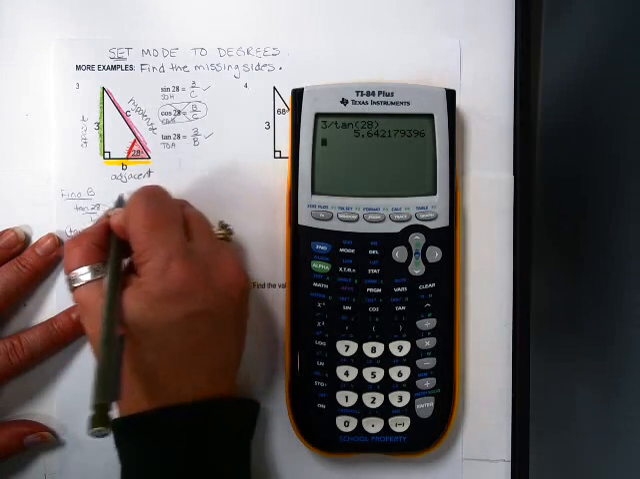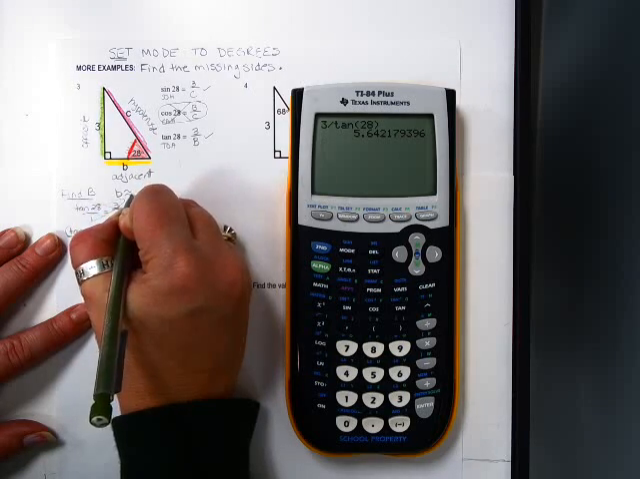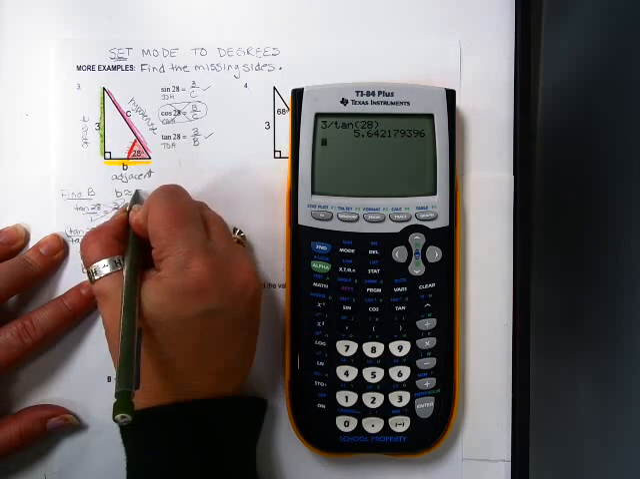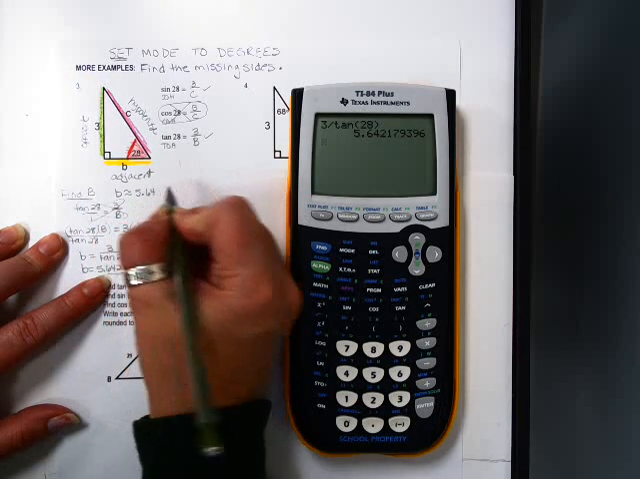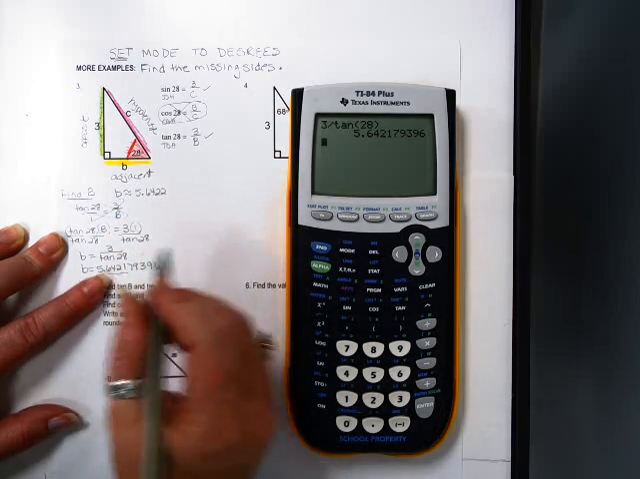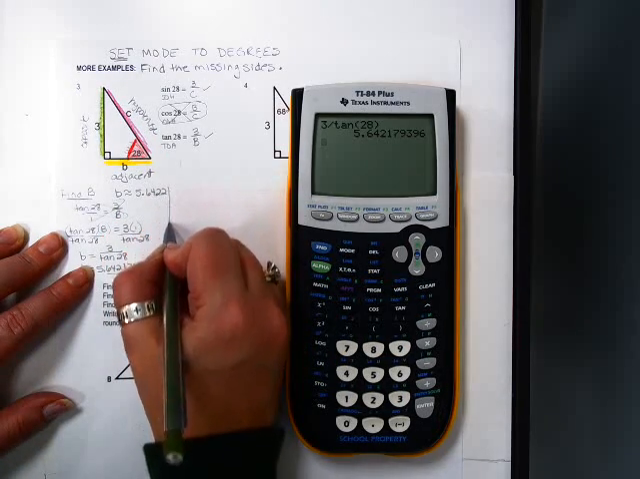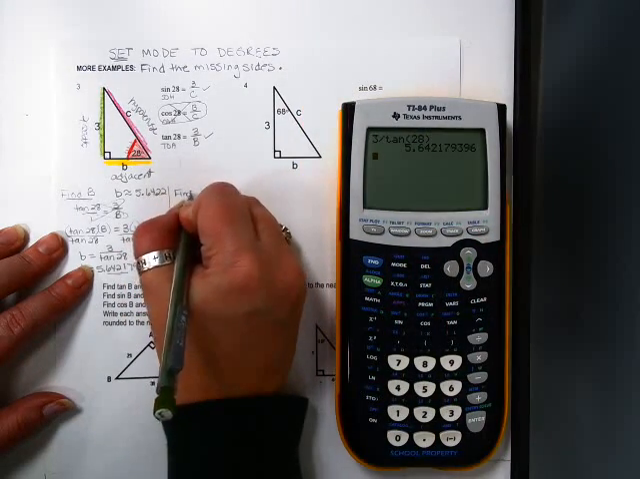B is approximately 5.6422, because we round up. All right, let's draw a line. And now let's find C.